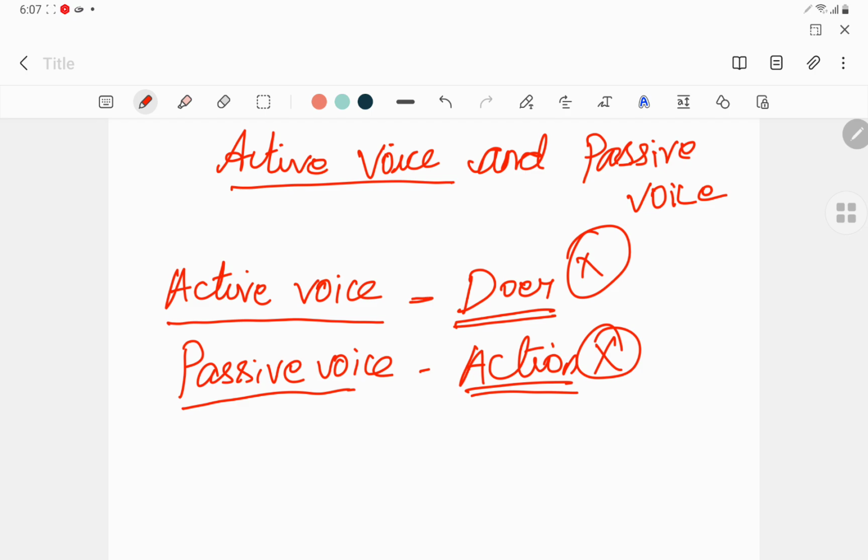Active voice means what we want to give more importance to: the doer. For passive voice, what we want to give importance to is the action. Okay, but here the meaning of active voice and passive voice is the same.